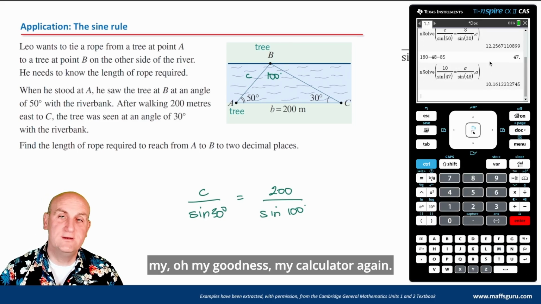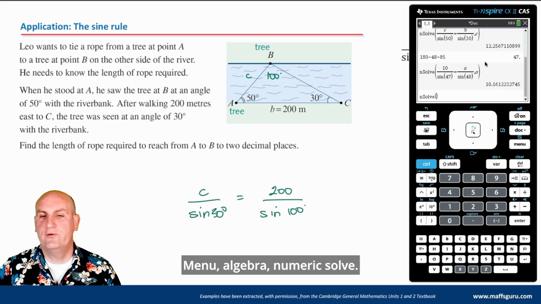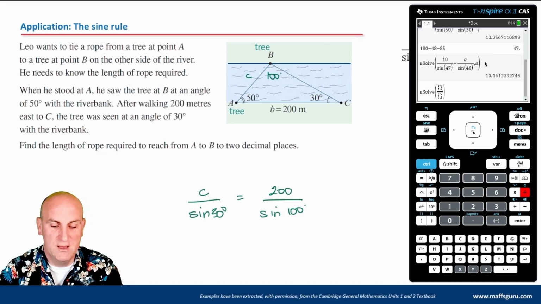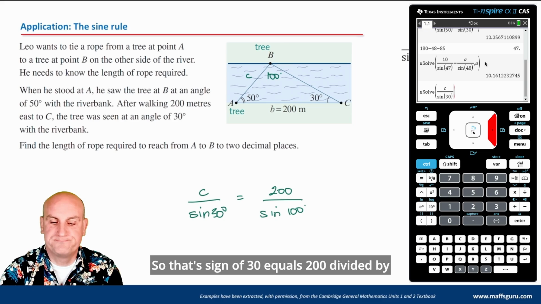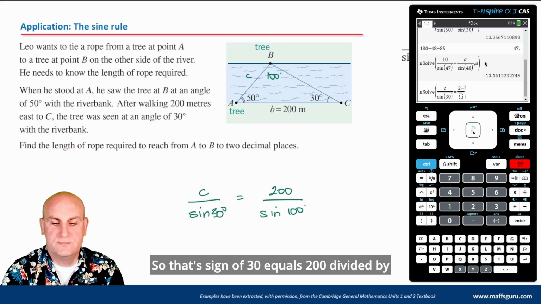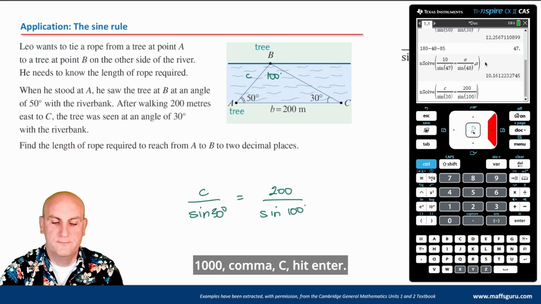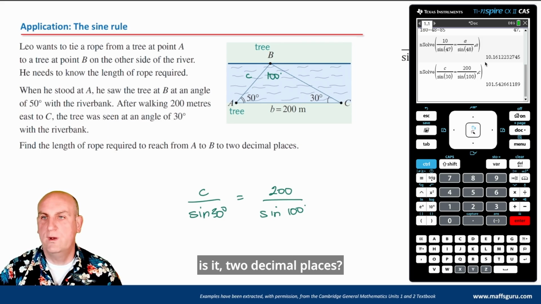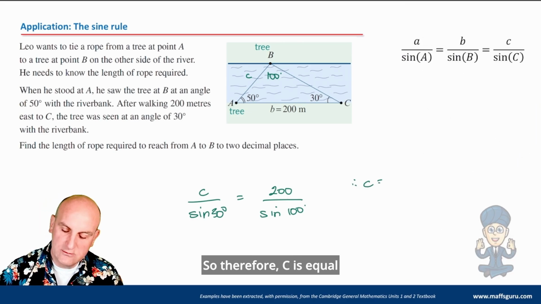Firing up my calculator again. Menu, algebra, numeric solve. We can do this now almost in our sleep, which would be embarrassing because I tend to dream, but not of maths. So that's sine of 30 equals 200 divided by the sine of 100, comma, C, hit enter. And there we go, 101. 2 decimal places, 101.54.